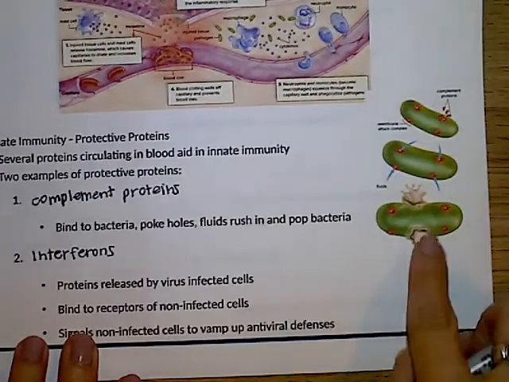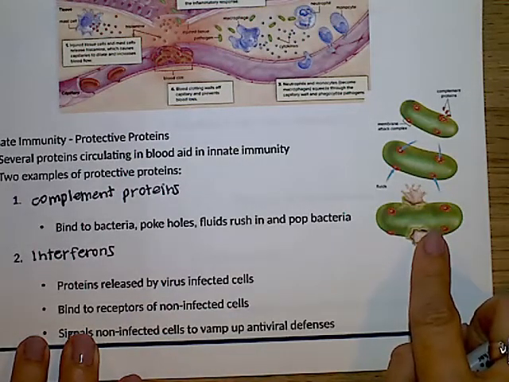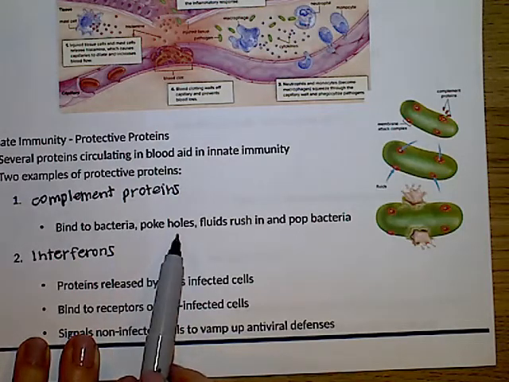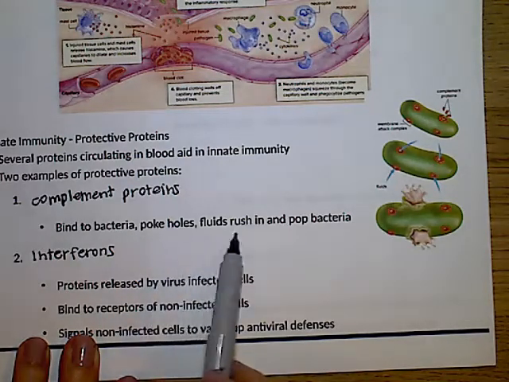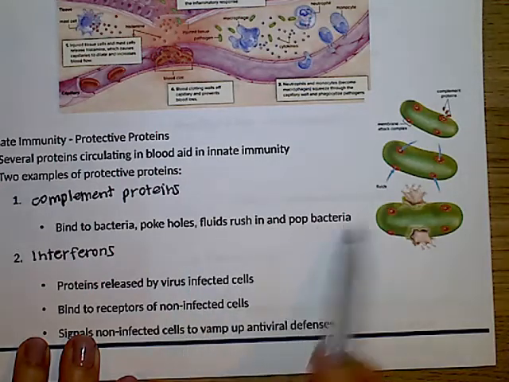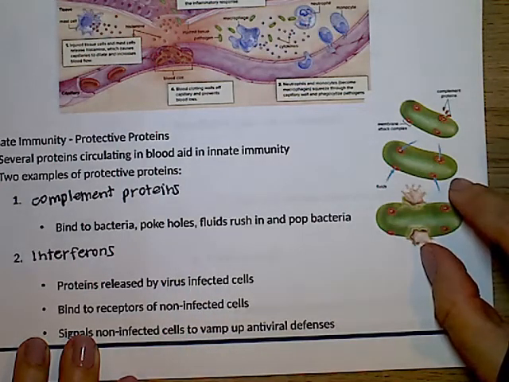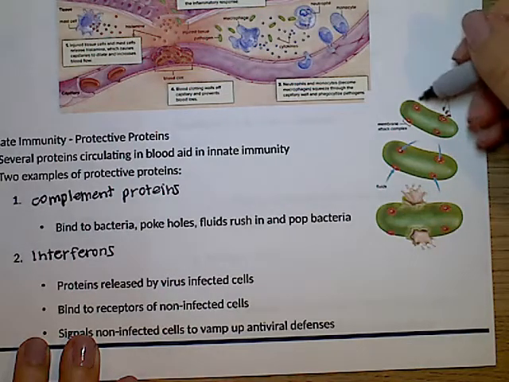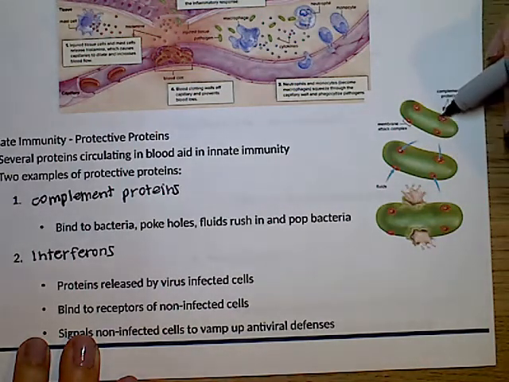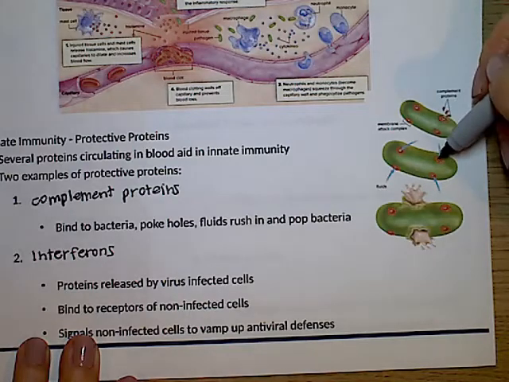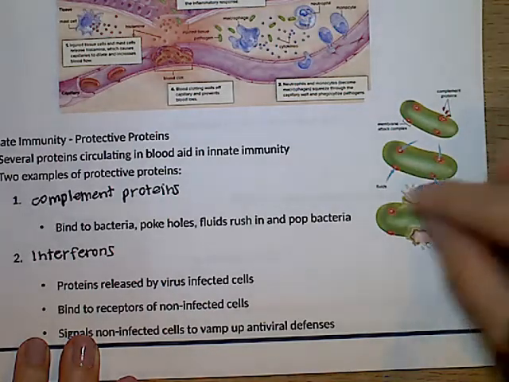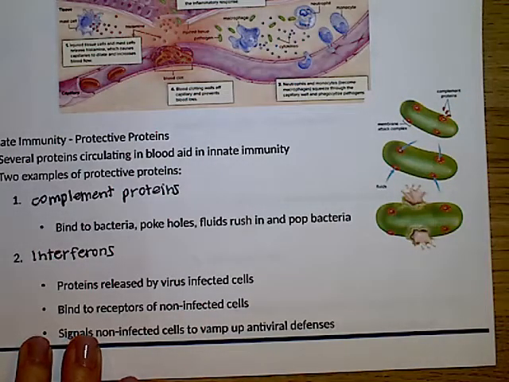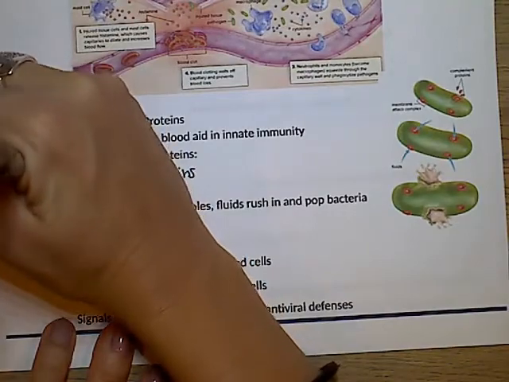So what complement proteins do is what you're seeing in this picture over here. They will bind to bacteria, poke holes in it, and then because of osmosis, fluids rush in, that bacteria swells, it pops, and it's dead. So these little tiny red guys are the complement proteins. This is a bacteria. It's going to bind to it in this little circle, pop a hole in it, or let the fluids in, and then it bursts, it dies. So know that that's what a complement protein does.